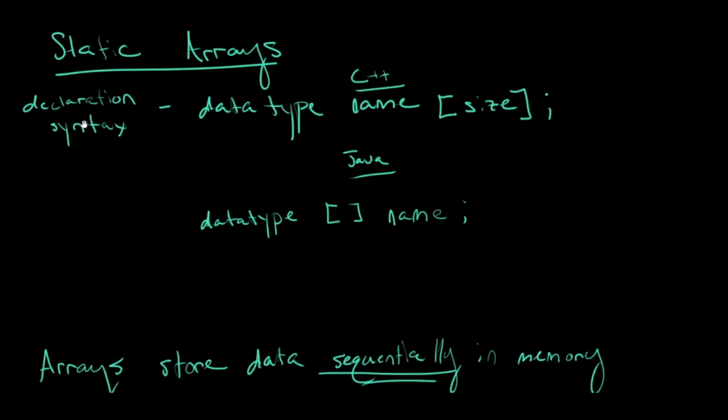Anyways, the syntax for actually creating an array in different languages is a little different. So in C++, we say data type and then the name of the array, and then you'll always see these square brackets. So that's consistent through most programming languages. And then in C++, we would put the size of the array in there. And then in Java, you can see it's different. We have the data type and then the square brackets, and then no size, but we have the name at the end.